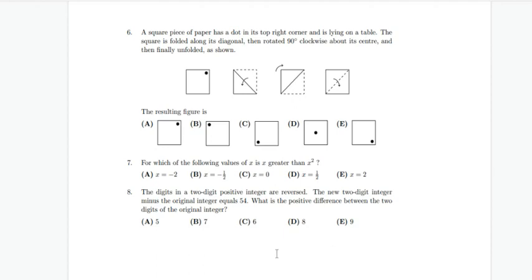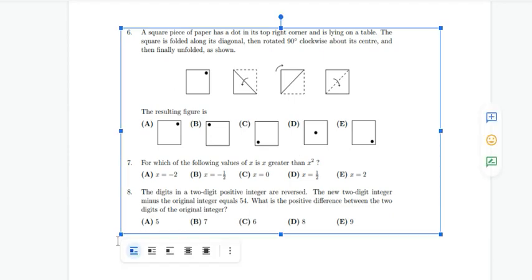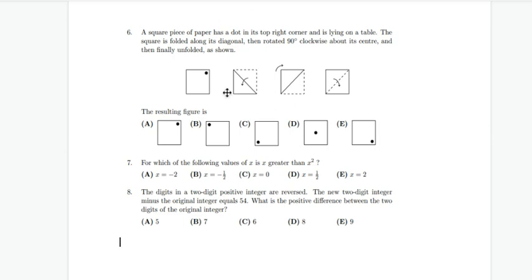We're going to look at the next three problems. Let's look at problem 6 first. A square piece of paper has a dot in its top right corner and is lying on the table. The square is folded along its diagonal, then rotated 90 degrees clockwise about its center, and finally unfolded as shown. We are required to find the resulting figure.